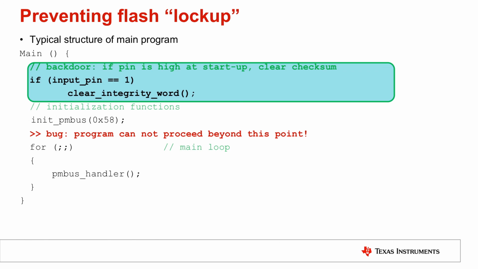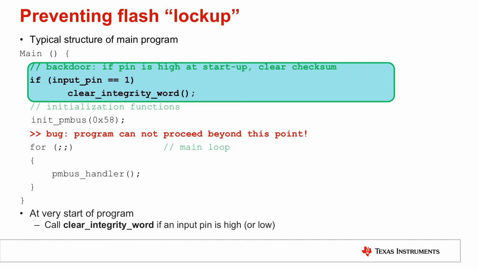So if there is a bug that prevents the PMBus handler routines in the main loop from ever being executed, you can change the state of the input pin, reset the device, and upon execution of the code in program flash, clear integrity word will be called, which will clear the checksums. Then upon reset, the boot ROM code will not jump to program flash, as the checksum test at startup will fail, but instead will stay in ROM mode and execute the PMBus handler routines there. From this point, you can erase and rewrite the program flash.